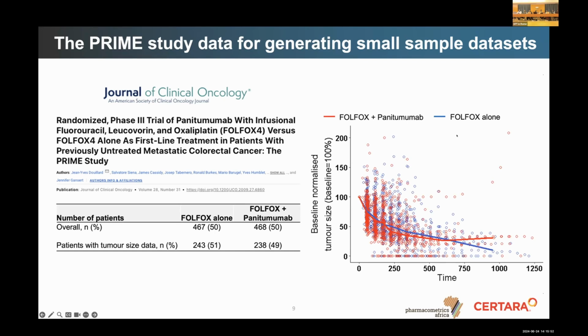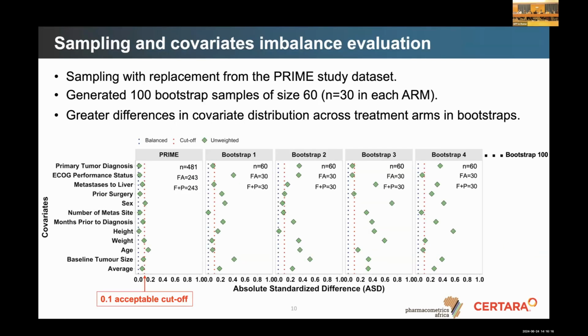This plot shows change in tumor size across time in the 2 treatment arms. We see that for patients who have the experimental treatment, FOLFOX plus panitumumab, and FOLFOX alone, the change in tumor size across time is fairly similar across the 2 arms. Based on this study data, we then move on to sample our small bootstrap data sets that we'll use in evaluating the impact of weighting.